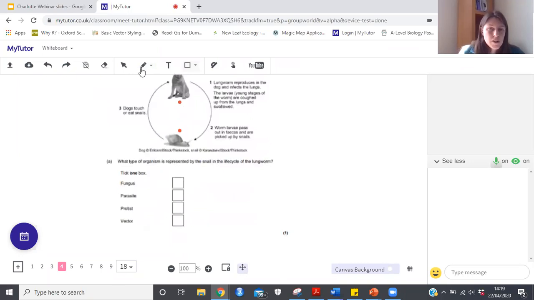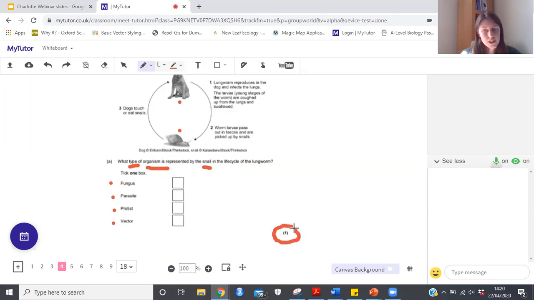The question that they've asked about this one, having had a good look at that diagram and the introduction to the question there, is what type of organism is represented by the snail in the life cycle of the lungworm. So the key words in there are type of organism, because that tells us the sort of answer that they want us to provide. And we know that they're talking about the snail within that diagram that we just talked through. They've asked us to tick 1 box, and the options that they've provided are fungus, parasite, protist, or vector.